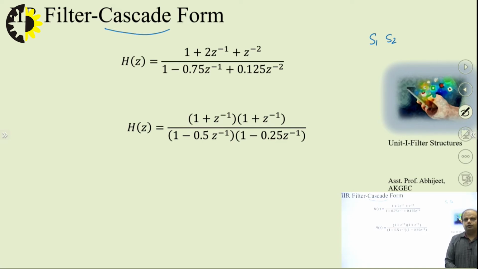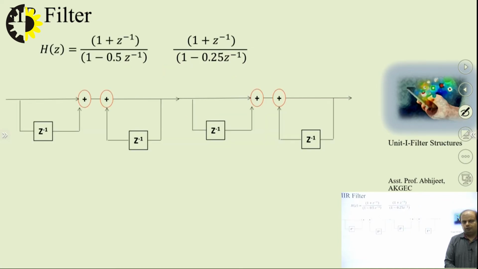So suppose we have a transfer function which is given in the first equation. It is very easy to understand that the numerator is basically 1 plus z inverse whole square. So that I can write. The denominator can be broken into factors as 1 minus 0.5 z inverse and 1 minus 0.25 z inverse. So if we are framing like this, then we can use direct form 1 and 2 both.